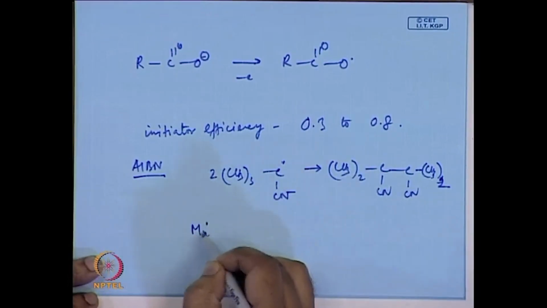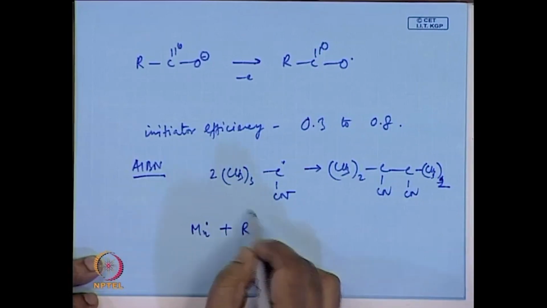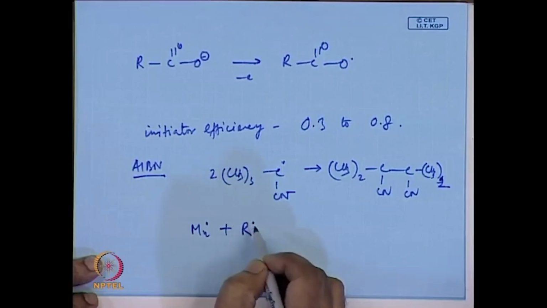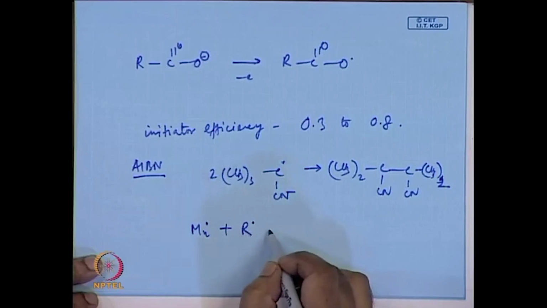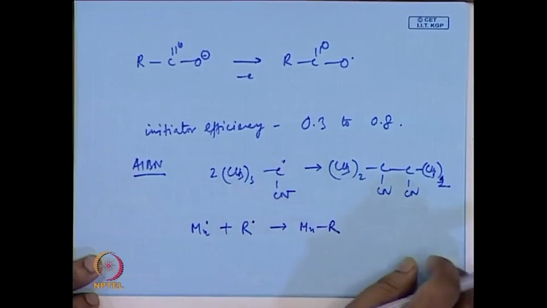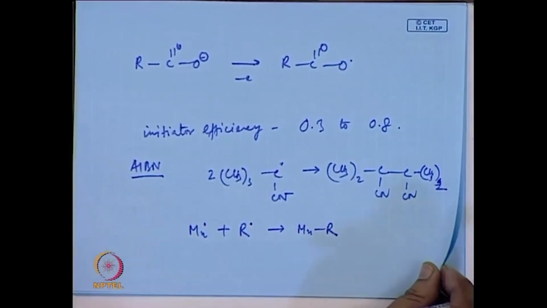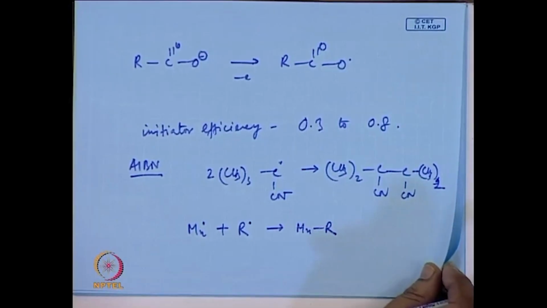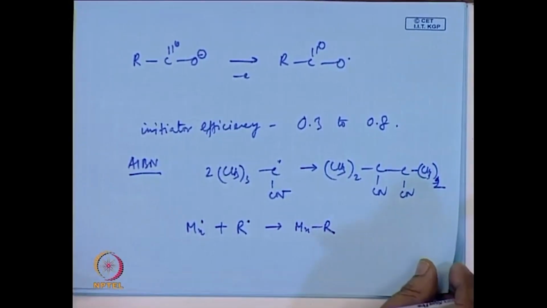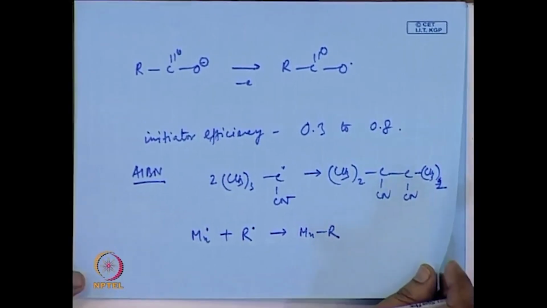A propagating chain, which is expressed as Mn dot, can also react with a primary radical and form a dead molecule. So, these are a few ways where the radicals generated by the initiator molecules get destroyed and form non-reactive molecules.